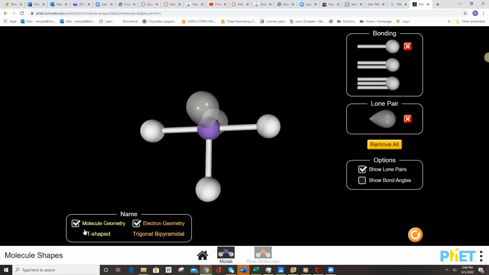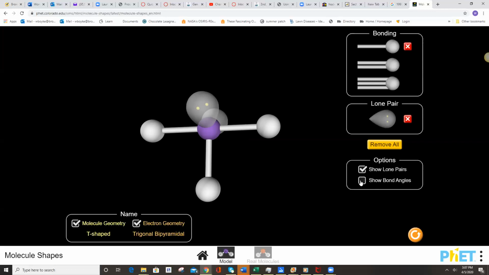Now for our bond angles here, here's where you got to be careful. Remember, that trigonal bipyramidal arrangement for the electrons gave us 3 possibilities that we've seen so far for bond angles, 90, 120, and 180.